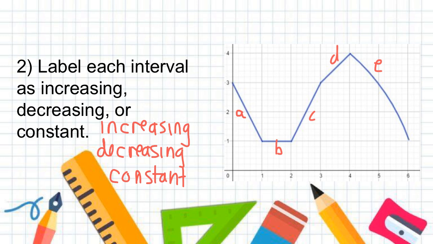So if you remember, our increasing functions are the ones that look like we're going uphill. So C and D both look like they're going uphill. Our decreasing functions look like they're going downhill. That would be interval A and E. And then our constant appears to just be nice and steady, and that is interval B.